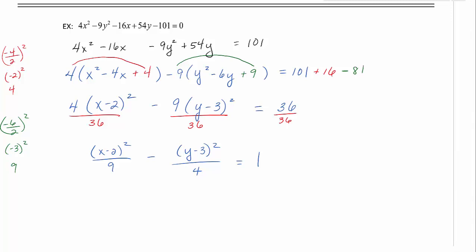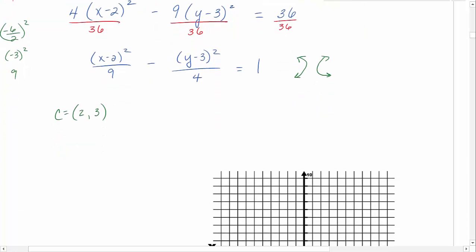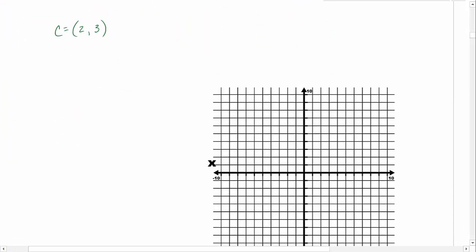The first thing I notice about this is that x is first, so that tells me that my hyperbola opens in the x direction, so this is going to be a horizontal one. Let's identify the center. Remember that h is always with x and k is always with y, and we're taking opposite signs. So we have a center of 2, 3. I'm going to start graphing now, so we'll plot our center, 2, 3.